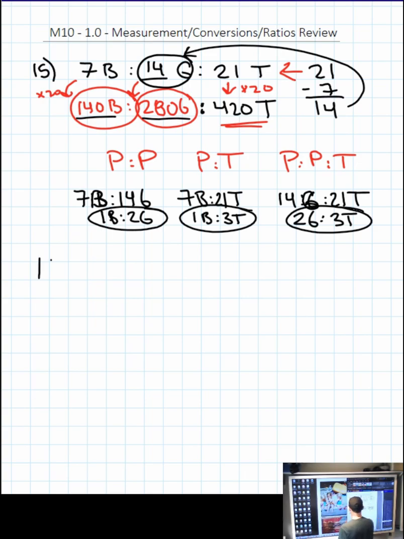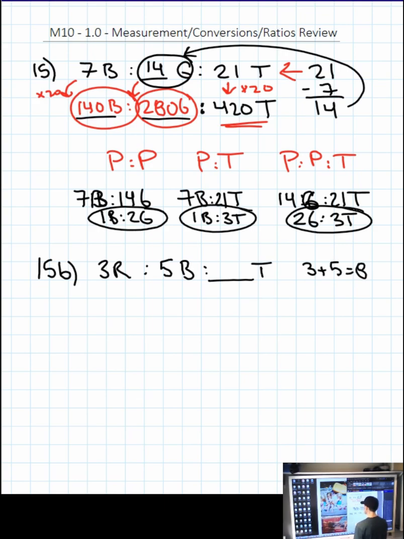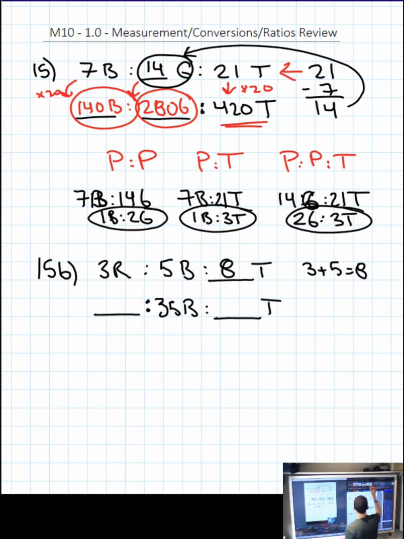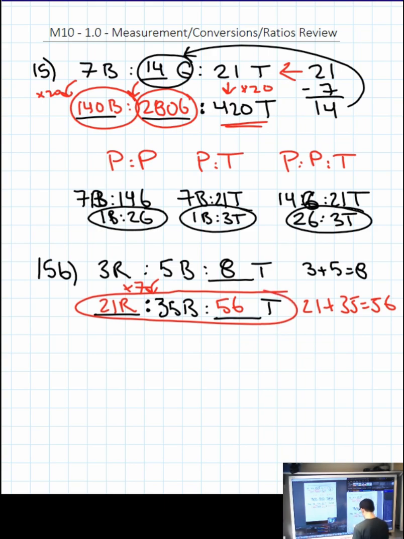Okay, so 15B, a little bit more on marble ratios. So we have 3 red to 5 blue to how many total? Well, 3 plus 5 equals 8. So we have 8 total. And then we want the ratio, if we know we have 35 blue, how many total and how many red? Well, we ask ourselves, how do we get from 5 to 35? And we'll do bigger divided by smaller. 35 divided by 5 is 7, so we're multiplying by 7. And 3 times 7 is 21 red. And 8 times 7 is 56 total. And just to confirm, 21 plus 35 equals 56. So we have our final ratio.